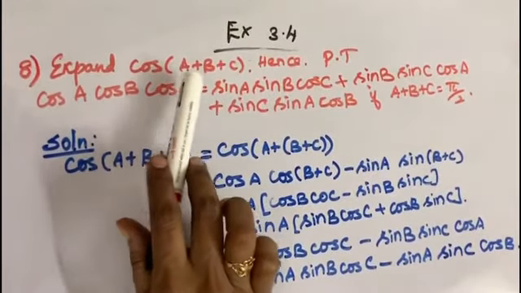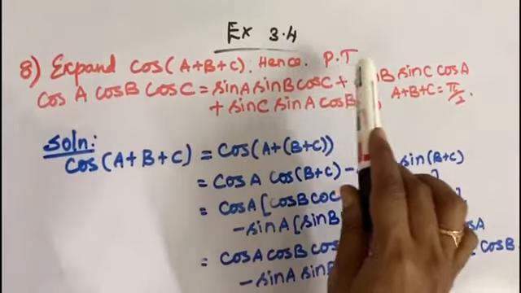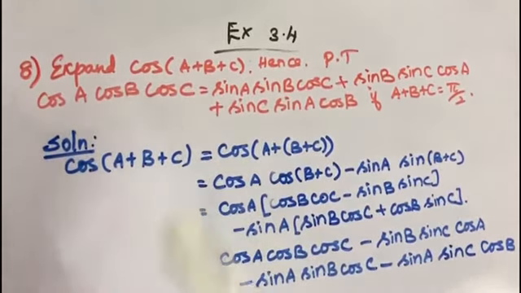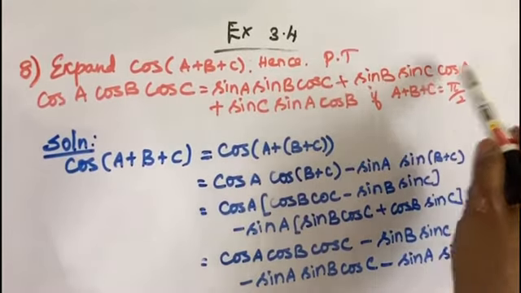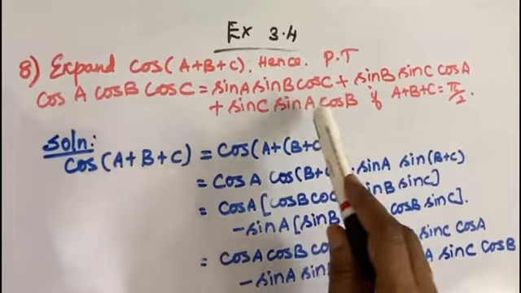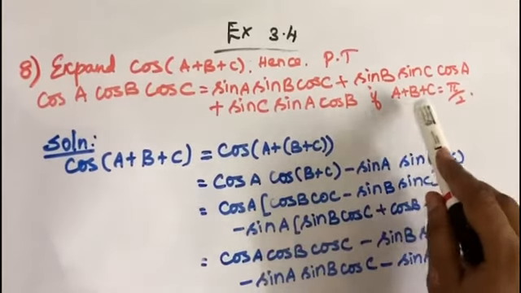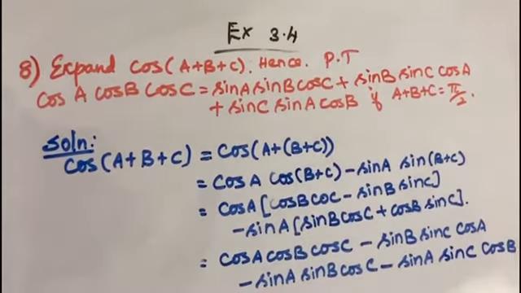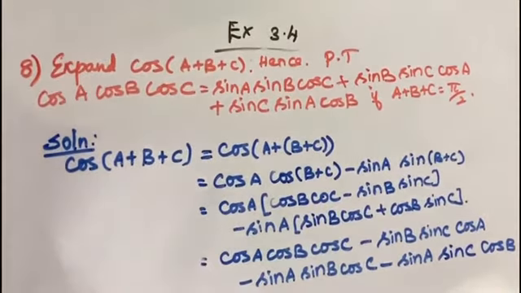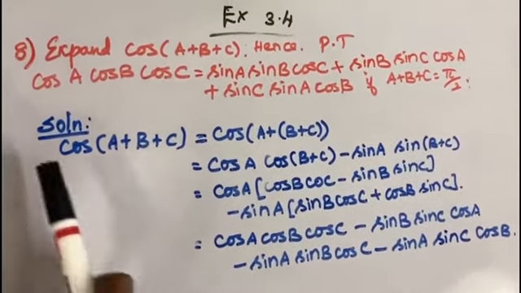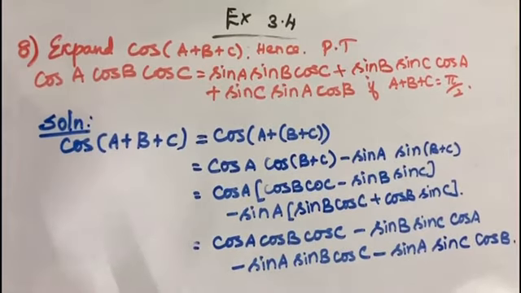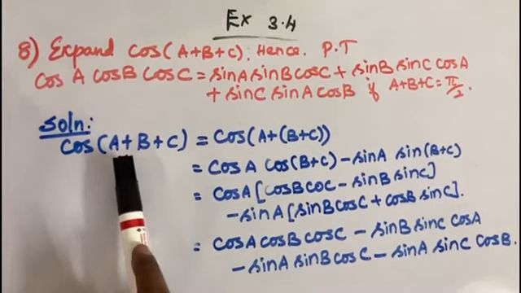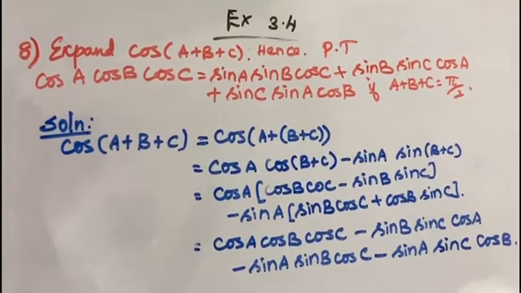Expand cos A plus B plus C, hence prove that cos A cos B cos C is equal to sin A sin B cos C plus sin B sin C cos A plus sin C sin A cos B, if A plus B plus C is equal to pi by 2. We have to expand cos A plus B plus C. We know the formulae for 2 angles only. Okay, but here it's given 3 angles, cos A plus B plus C.